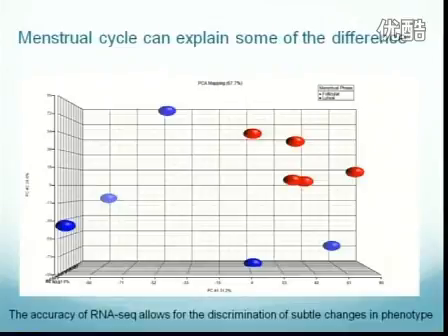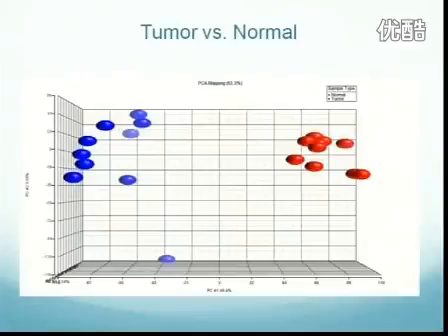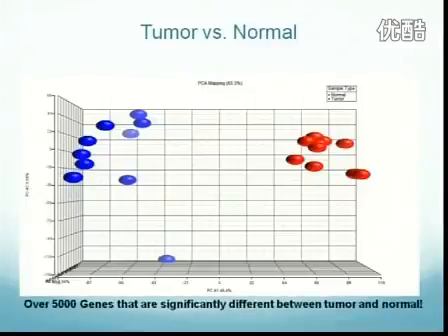A lot of cases less than twofold. But RNA-seq has that accurate ability to really separate these subtle changes in phenotype. Very powerful. When we look at the difference between tumor and normal, obviously now we have this vast difference in gene expression profile. Here we've got our normals, here we have our tumors, and as I mentioned before, there's roughly over 5,000 genes that are significantly different between tumor and normal. So over a third of the expressed transcriptome in these cells.